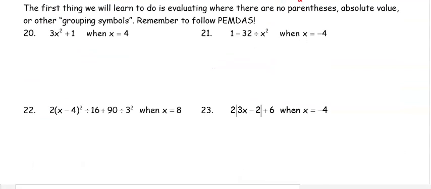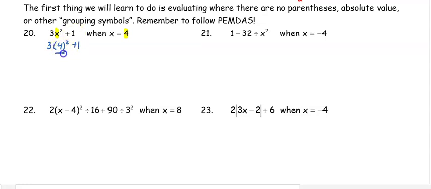Now, when we evaluated, we had our numbers in place, and we just did our absolute value. Now, in this case, we need to substitute for a variable. So in this case, in 20, we have when x is 4, so we're going to put 4 in its place. Remember when you're substituting to put parentheses around that value? So we have 3 parentheses 4 squared plus 1, and then we're going to do our order of operations.